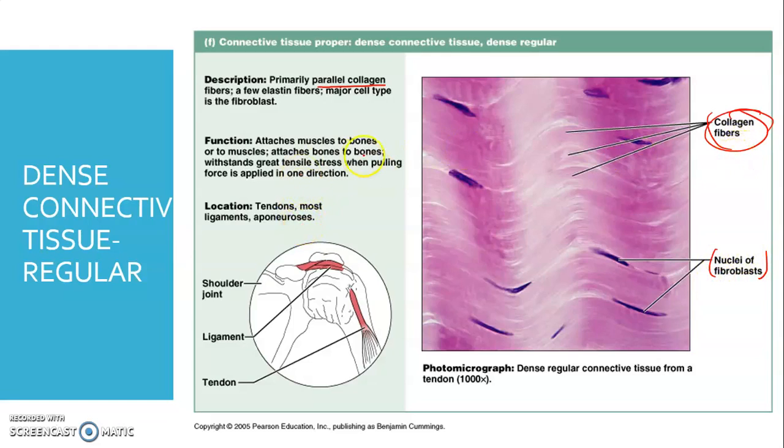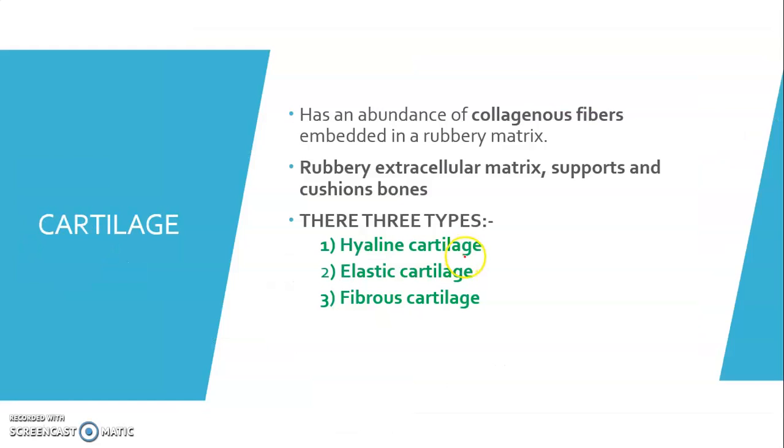So the function is to attach muscles to the bones, which means that you can attach the muscle to the bone, and that's what is called a tendon. And then attach bone to bones, which means the ligaments. It can also be found at any joints, of course, for the regular dense connective tissue.